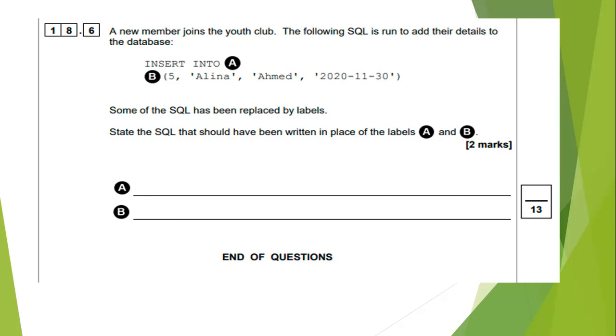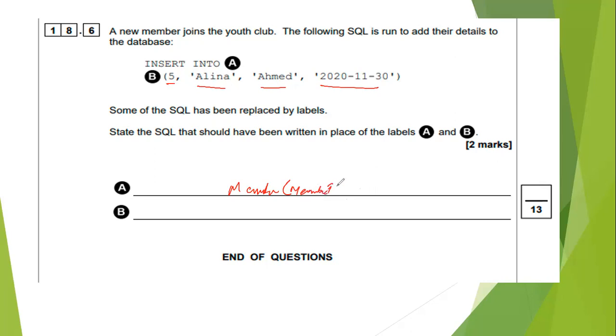Member, insert A equals member. Member, one second. So here I will write member, okay? Then here we will mention field name, because this is field: member ID, this is first name, this is last name, this is telephone, okay? So according to that, we have to mention field name.